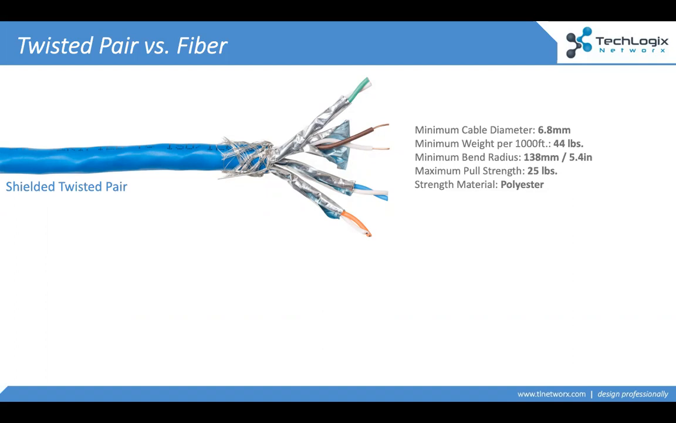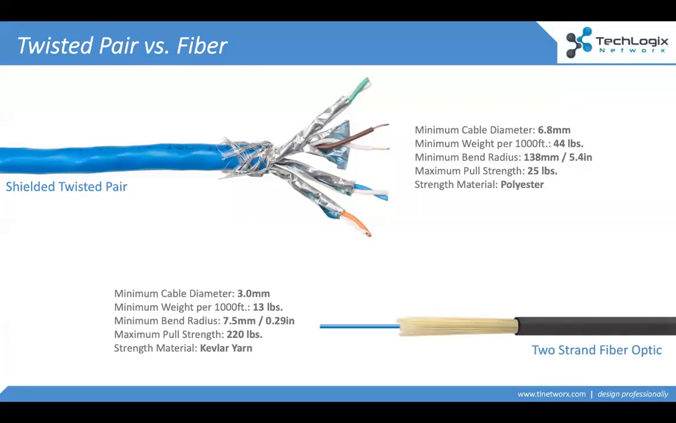We saw before the big cable, the heavy cable, 44 pounds on average. You get your bend radiuses, you get your pull strength of 25 pounds. We can actually compare this to fiber, okay? That same little optical cable that gives you all kinds of bandwidth, future-proofing. Look at this, significantly smaller, half the size of shielded twisted pair. I mean, a quarter of the weight, right? 13 pounds for 1,000 feet. It's a very, very small and light cable.